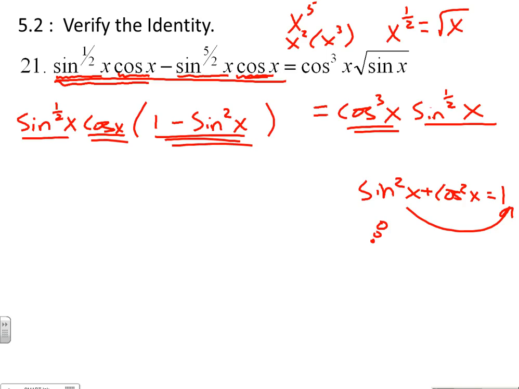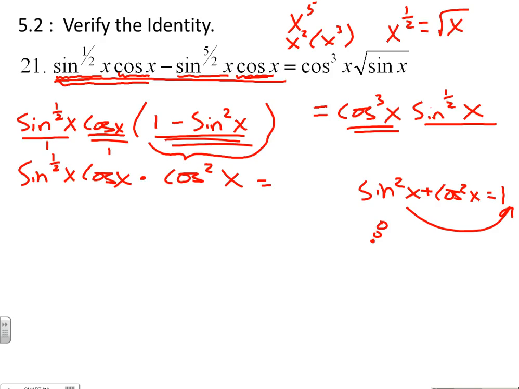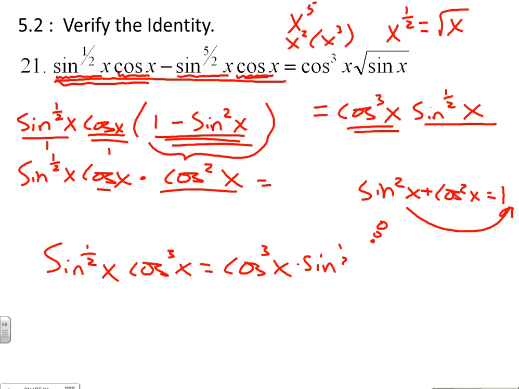Now, should we go straight to our solution here? No, you owe it to the reader to see where the final answer comes from. So this is sine 1/2 x cosine x times cosine squared x. Now, anybody with reasonable algebra skills at that point could say, oh, I guess cosine squared of x must be 1 minus sine squared of x, because this just came here. So the reader can follow this. Equals. At that point, sine 1/2 x cosine times cosine squared is cosine cubed x, does in fact equal cosine cubed x times sine 1/2 x.